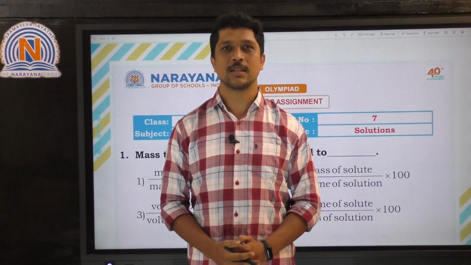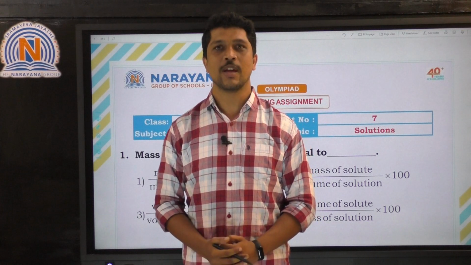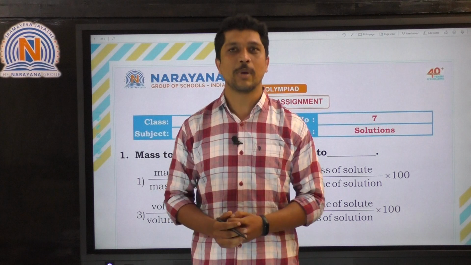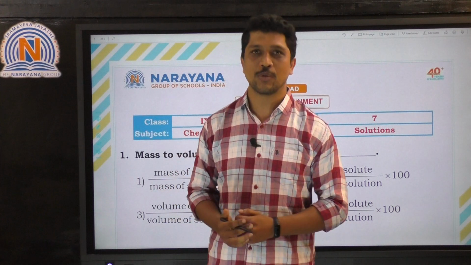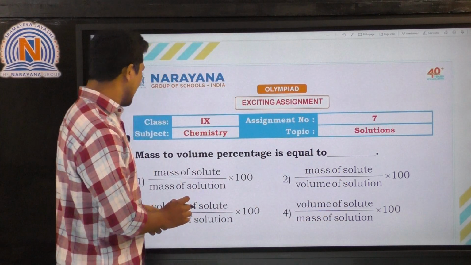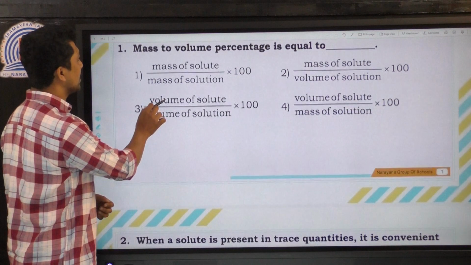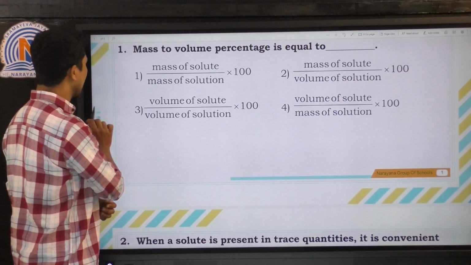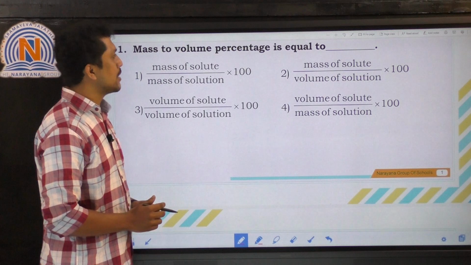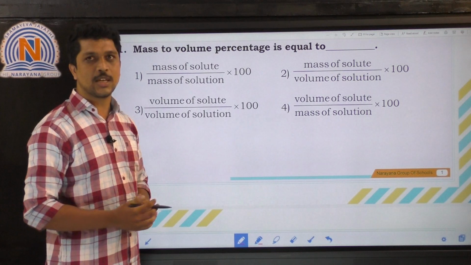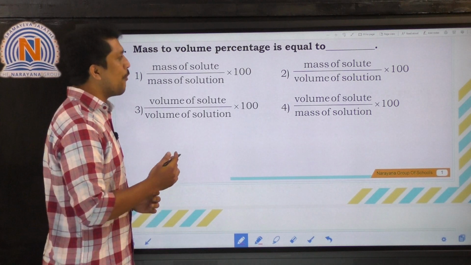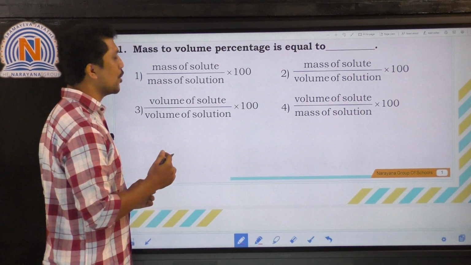Today we will be discussing answers with relevant explanation of assignment 7 on the topic solutions. Let's move on to the first question. The question is: mass to volume percentage is equal to. Here we need to find the formula for the mass to volume percentage.